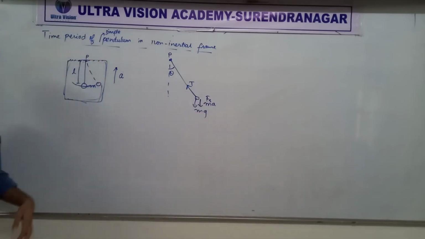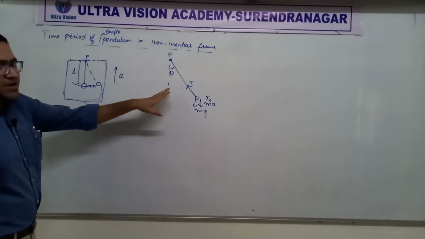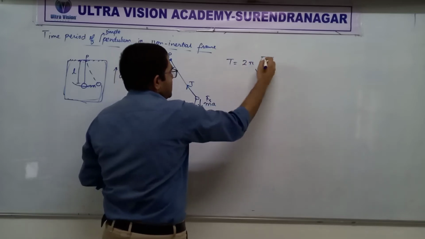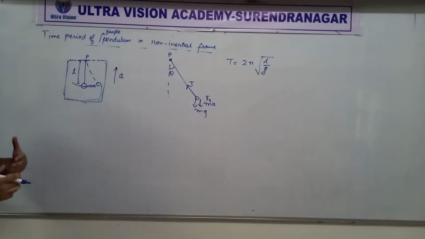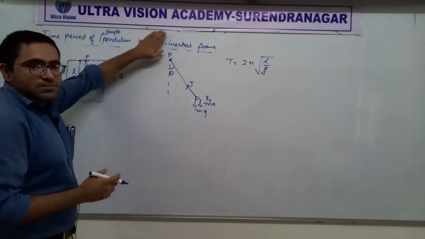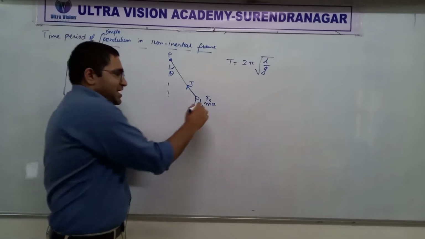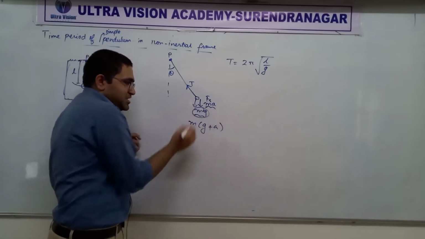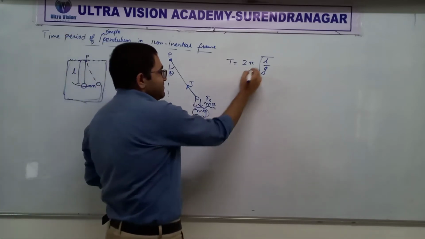So just like we did the calculation earlier for a simple pendulum, if you recall, we were getting the time period as equal to 2 pi under root L by g, in case of an inertial frame. But now what happens is that instead of mg being the force, we have an additional force ma. Instead of just behaving as m into g, it's behaving as m into (g plus a). So a similar change will reflect.